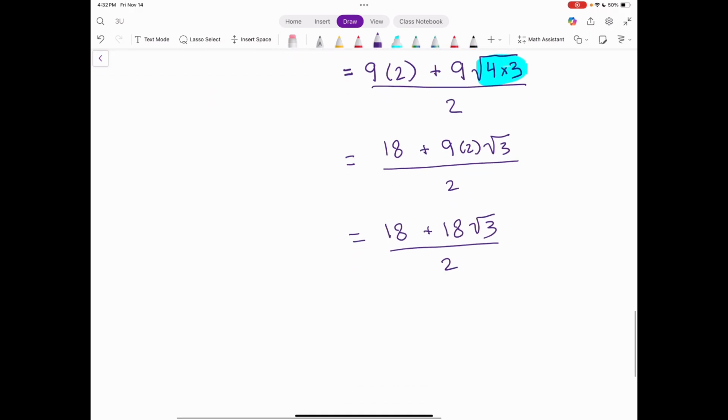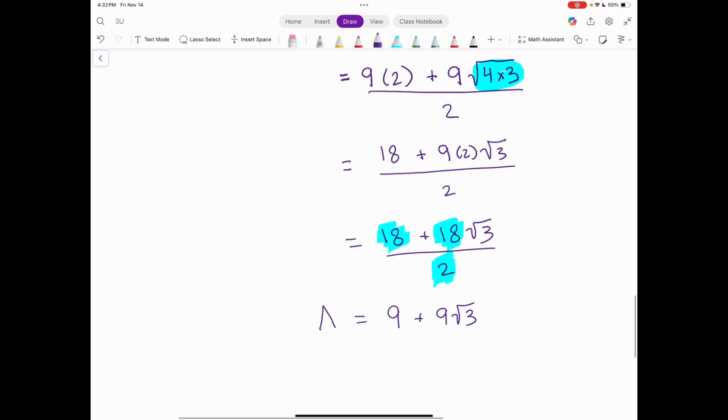And look what happens here. I can divide 18 by 2 and 18 by 2. So I'm going to be left with 9 plus 9 times the square root of 3. And this is my final answer. So this is the exact simplified area of that triangle.